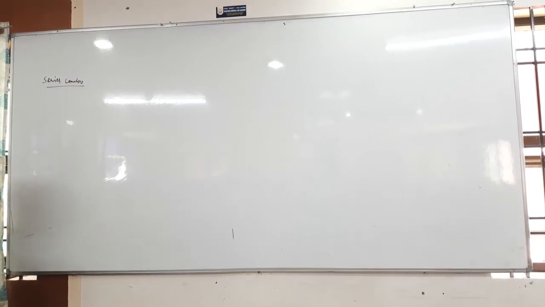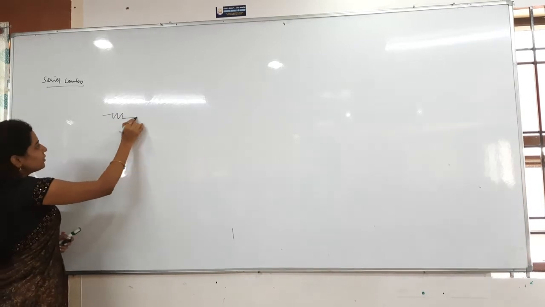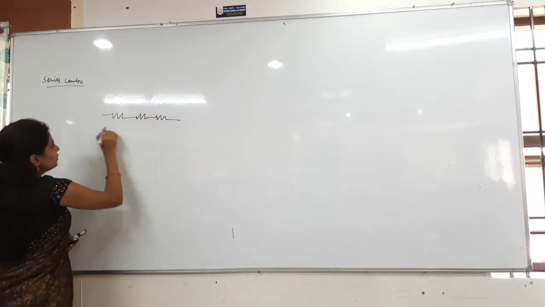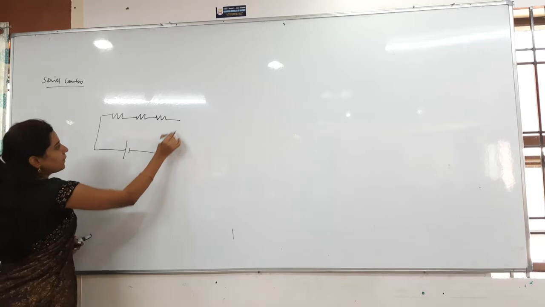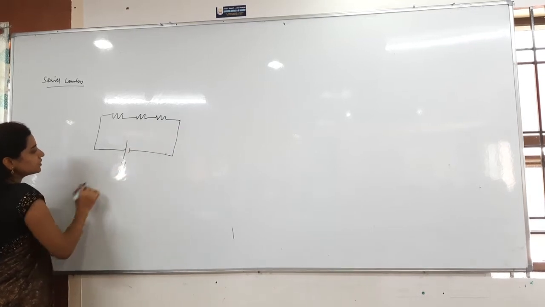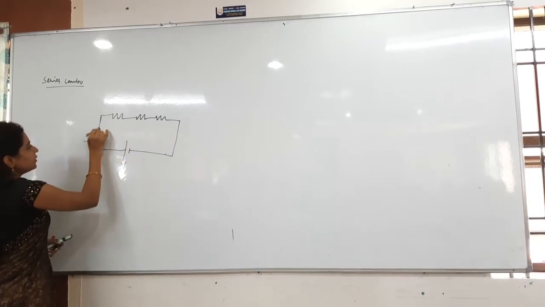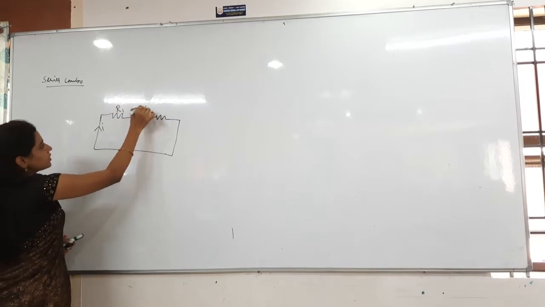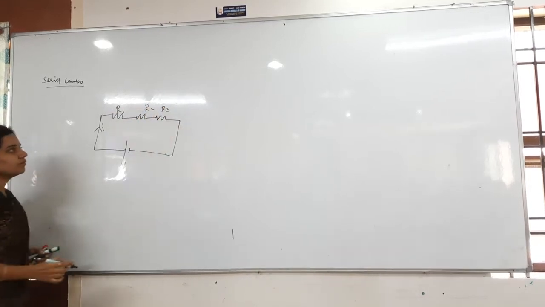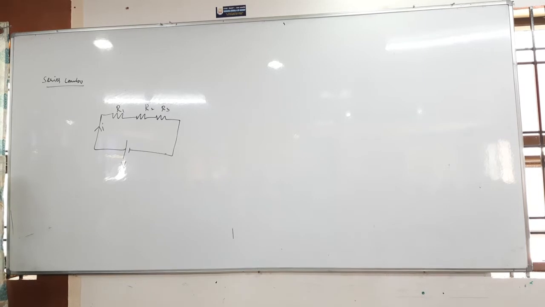Series combination. Everybody knows this theory already, so we will do it very fast. A potential is applied, the current in the circuit is I, and the resistances are R1, R2 and R3. What will we get? The effective resistance is equal to R1 plus R2 plus R3. Why? What is the reason?